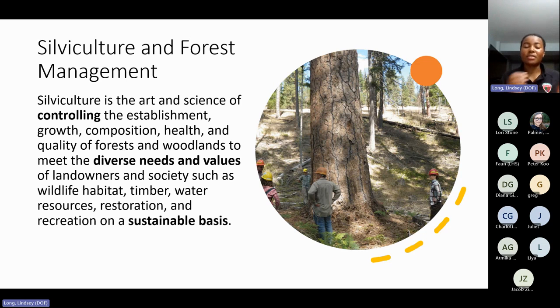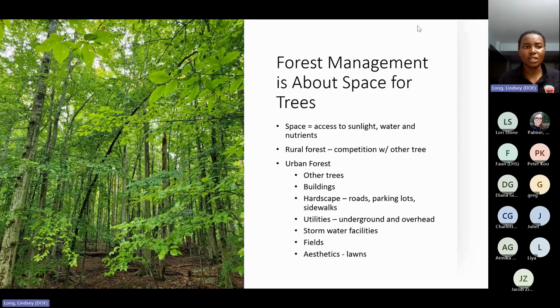So you're controlling the forest for diverse needs and values on a sustainable basis. This means we're not just looking at the next 5 years. We're looking at years and years and years. We're trying to make this forest last for generations and not just manage it for ourselves. So hopefully that makes sense. We're going to keep moving on.